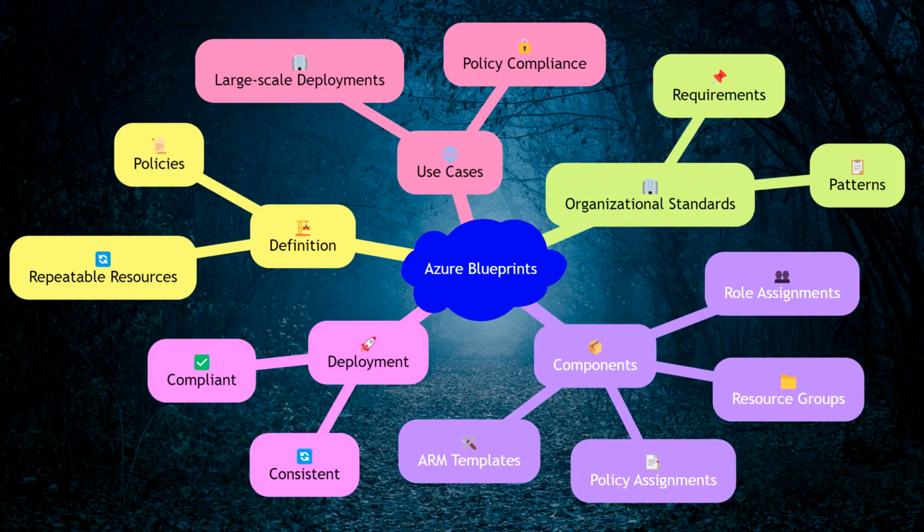Azure blueprints enable organizations to define a repeatable set of Azure resources and policies that implement and adhere to organizational standards, patterns, and requirements. Blueprints can include resource groups, role assignments, policy assignments, and ARM templates. They provide a way to deploy and update environments in a consistent and compliant manner. Blueprints are particularly useful for managing large-scale deployments and ensuring that all resources comply with organizational policies.